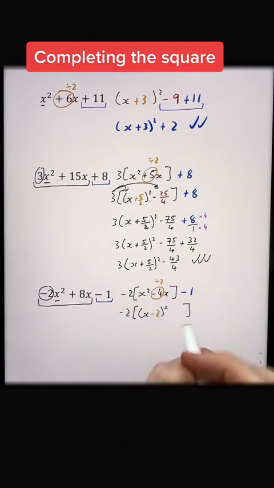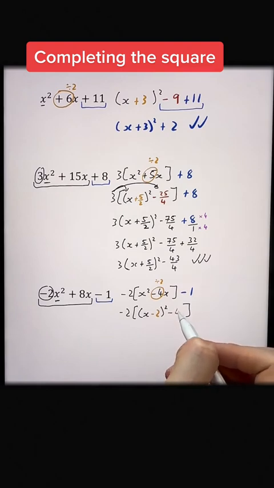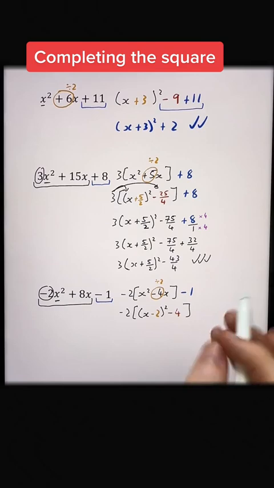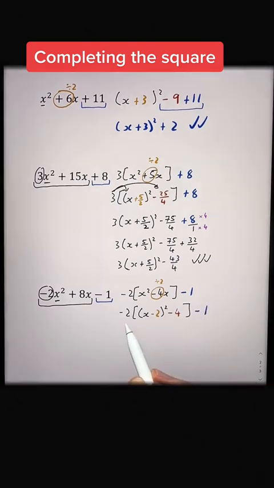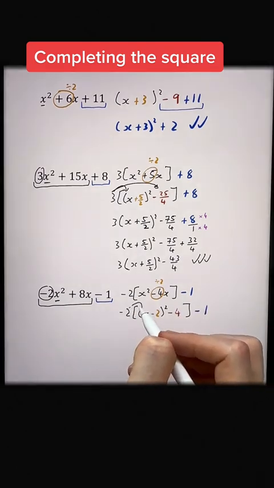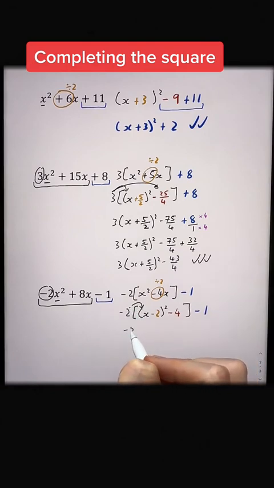And I then always subtract that number squared. Well, 2 squared is 4, so I'm going to subtract 4. And again, I still have this negative 1 that I leave on the outside. Multiplying the negative 2 back inside my square brackets, I know I'm going to have negative 2, lots of x minus 2 in brackets squared.